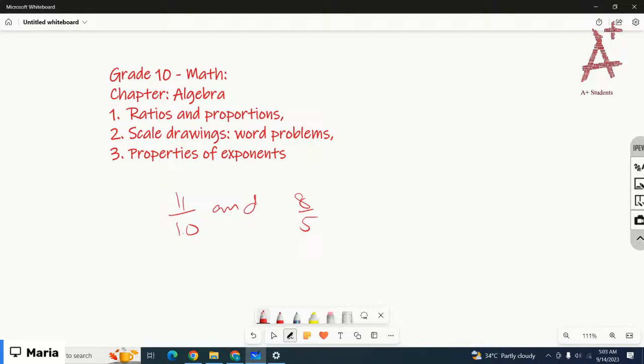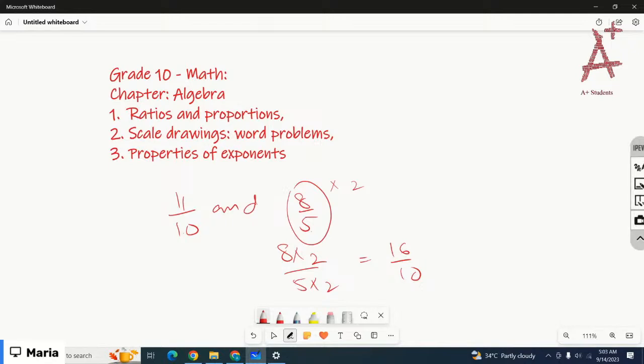This is 11 over 10, this is 8 over 5. You have to make this denominator equal to 10. Let's multiply 5 times 2, which makes 10. Let's multiply this fraction by 2. That would be 8 times 2 divided by 5 times 2, so that would be 16 over 10.